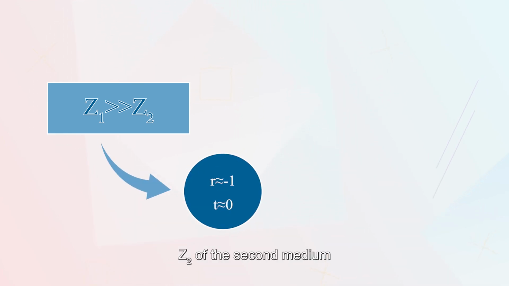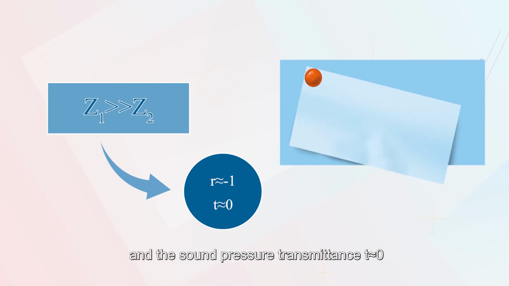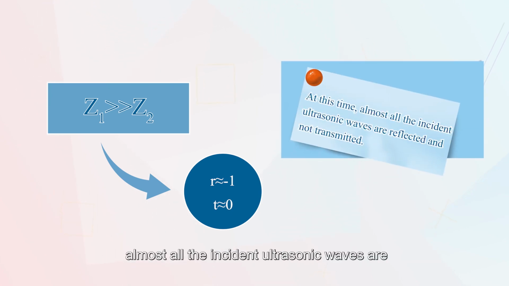5. When the acoustic impedance Z1 of the first medium is much larger than the acoustic impedance Z2 of the second medium, the sound pressure reflectivity R is approximately -1, and the sound pressure transmittance T is approximately 0. At this time, almost all the incident ultrasonic waves are reflected and not transmitted.